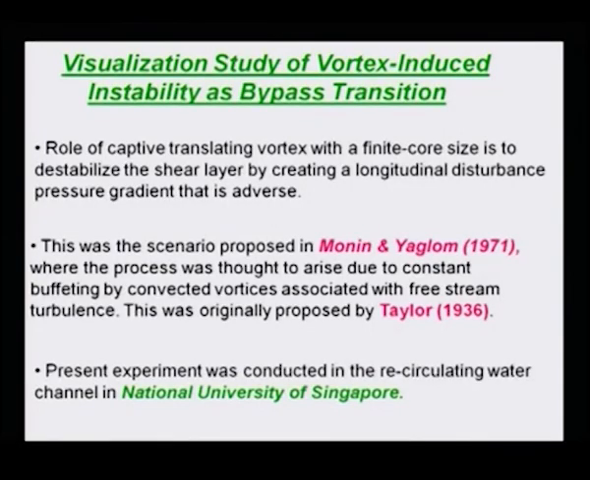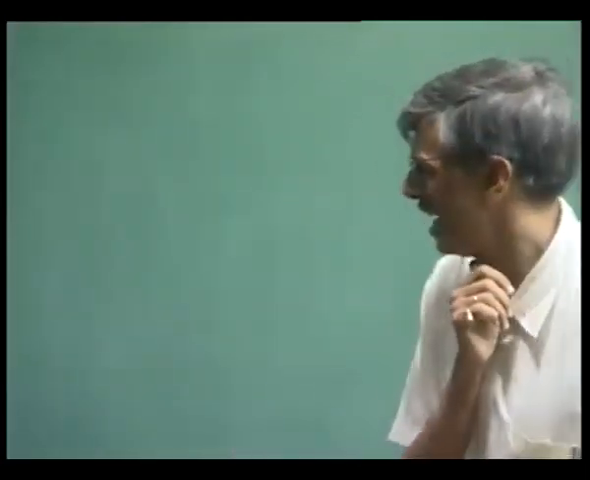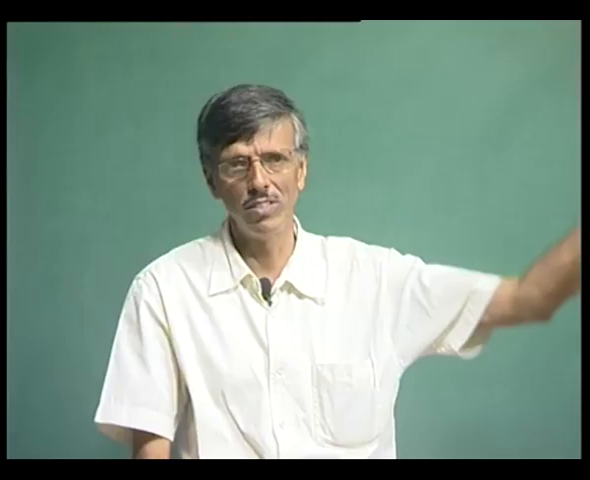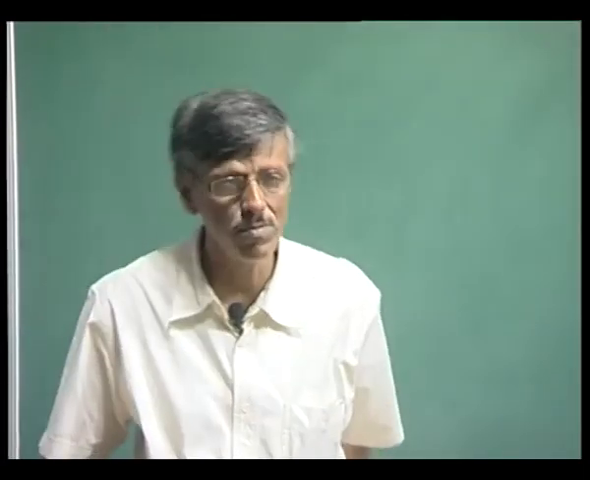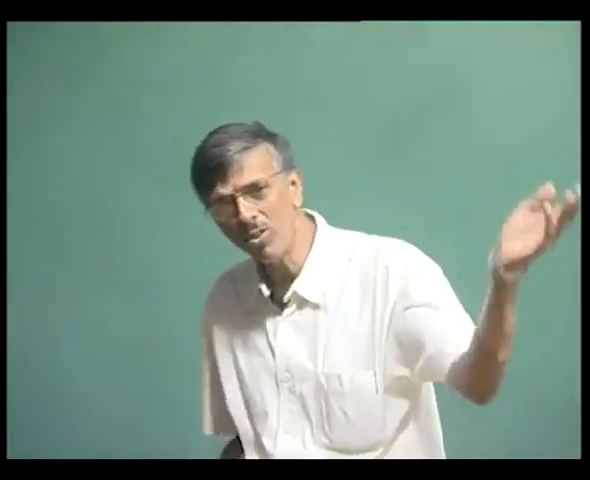Now, when you think of the role played by the captive translating vortex with a finite core size, can it destabilize the shear layer? Well, people have conjectured about it, and no one other than G.I. Taylor in 1936 had thought about it. But what he thought was that you have vortices going past in the free stream, and once you go in there, that will constantly excite.